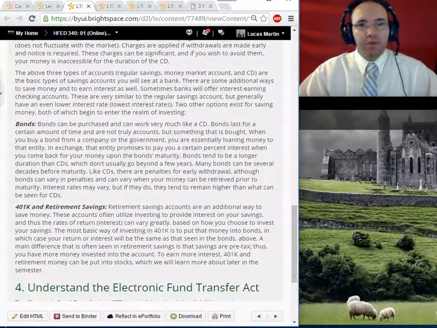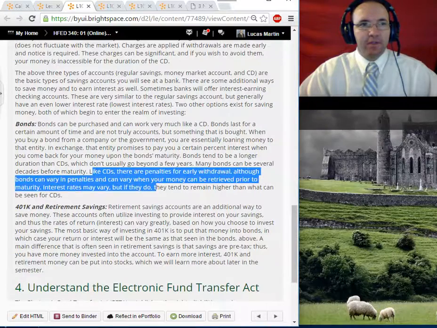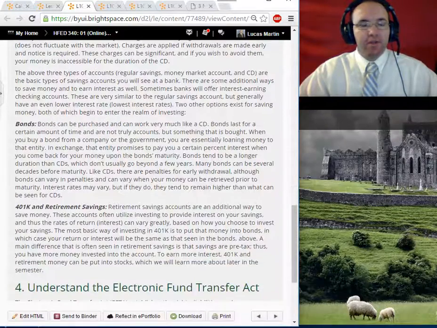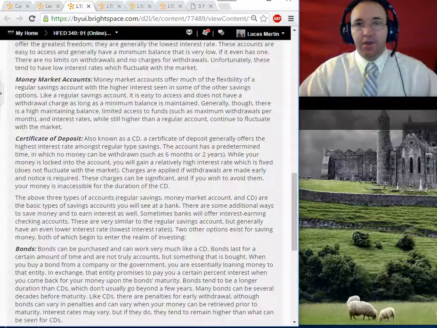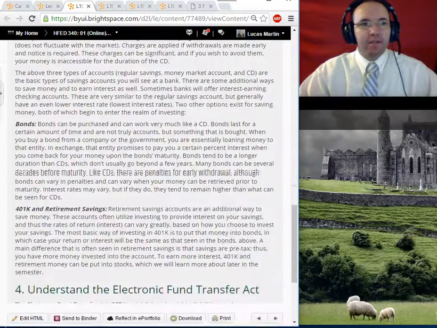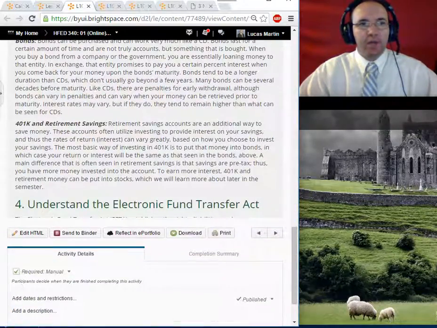Bond accounts, which bonds are actually a debt, you actually become a debt owner. So you're lending someone money, and they're promising to repay a fixed interest rate back to you. So in some cases there are penalties for early withdrawal from bonds accounts, just like there are for CDs, because it is a contract. It's different from a savings account. And then a 401k and retirement savings.